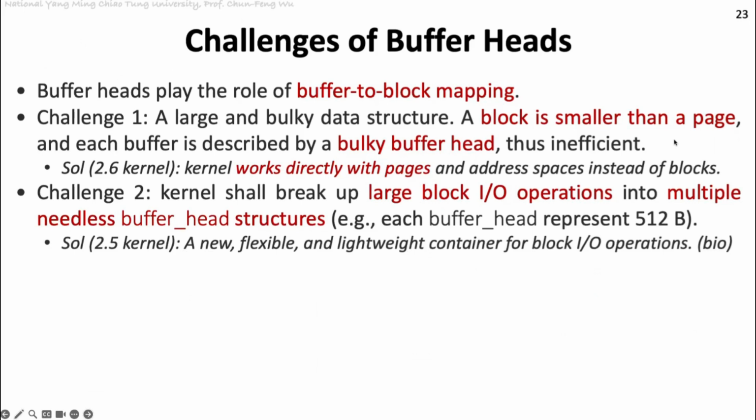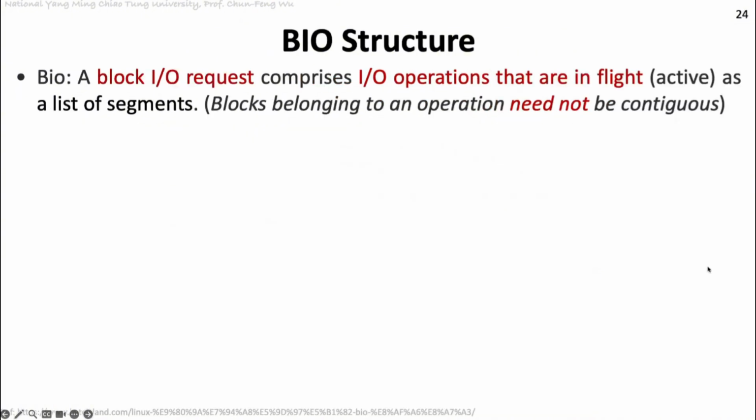So a better way is that we should maintain a data structure in terms of the block I/O operations, not really the block, because the block is 512 bytes. So a new data structure included in 2.5 is called BIO. This BIO structure is going to replace buffer heads.